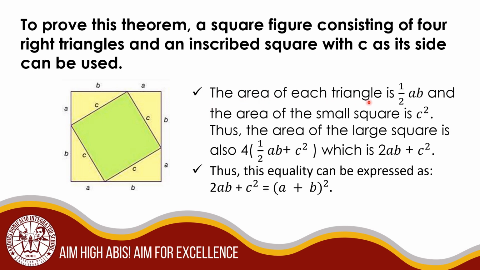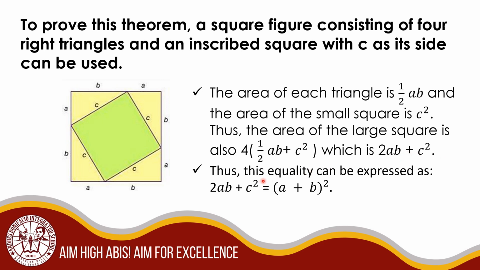Next, the area of each triangle is 1/2 AB. This is the formula in finding the area of a triangle. And the area of the small square is C squared. This is the formula in finding the area of a square. The area of the large square is also 4 times the quantity of 1/2 AB plus C squared. 4 and 2 can be cancelled out or can be divided. So 4 divided by 2 is 2. So now, 2AB plus C squared.